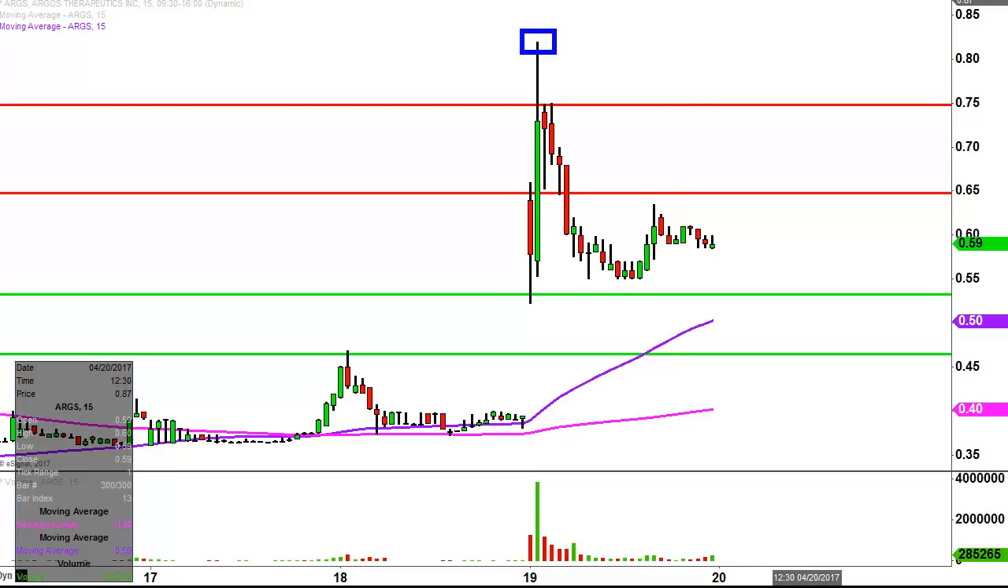All in all, though, a whole lot of volume on this one today. Good price action. We'll see if the bulls can build upon this momentum or not.